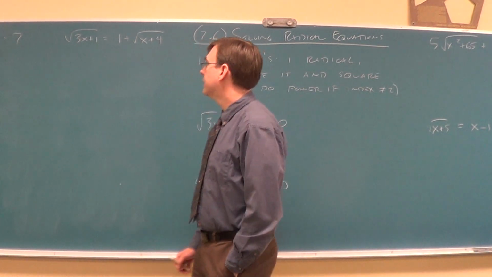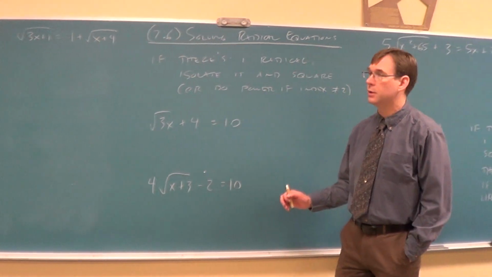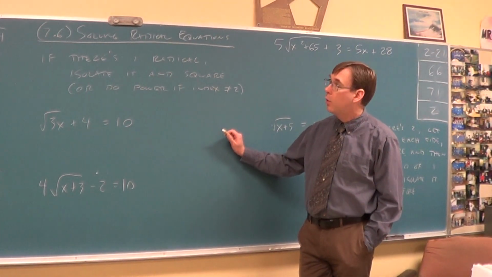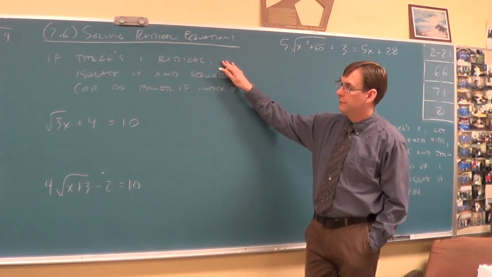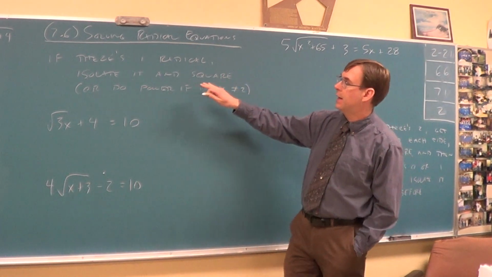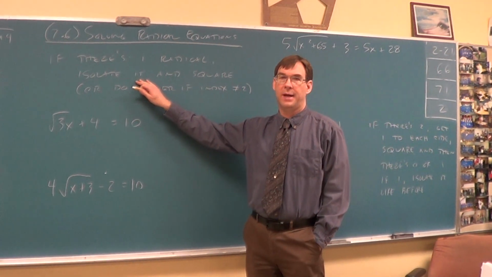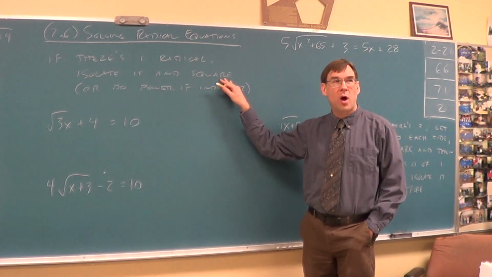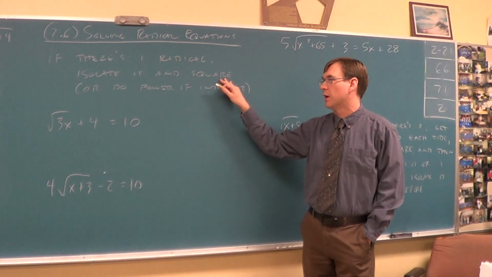Okay, so we're into 7-6. What we're doing today is solving radical equations. Scenario 1 is you only have one radical sign. If that's the case, you're going to isolate it, which just means you get it alone. And then we're going to square, probably, as long as it's a square root.